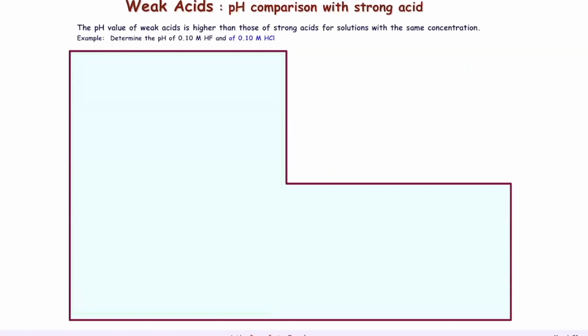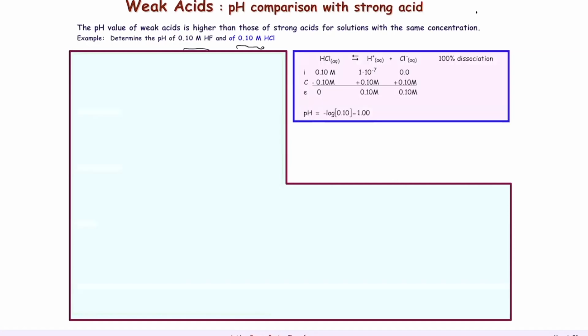This is an example where I have two acids. They're both halogenated acids. That is, each has a hydrogen and a halogen. One of them is HCl. The other one is HF. They're both 0.10 molar. In the first question, what is the pH of a hydrochloric acid that's 0.10 molar? You don't even have to lift your pen. You should know that 0.10 molar is 1 times 10 to the minus 1. The pH for that is just 1.